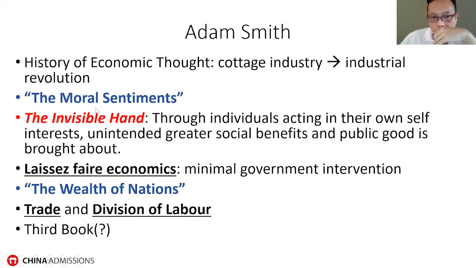Adam Smith actually wrote a third book, but unfortunately he died before this third book was published. So it is believed that this third book would be on governments. But anyway, we wouldn't know that for certain. Right, so that's Adam Smith. He's the founder of modern economics.